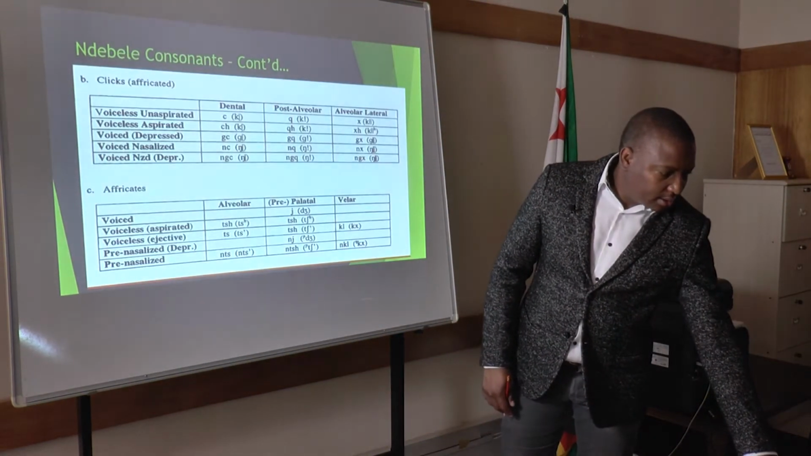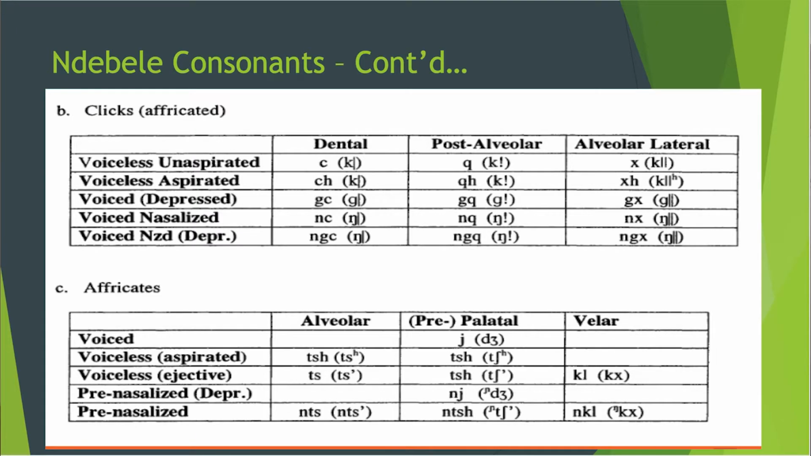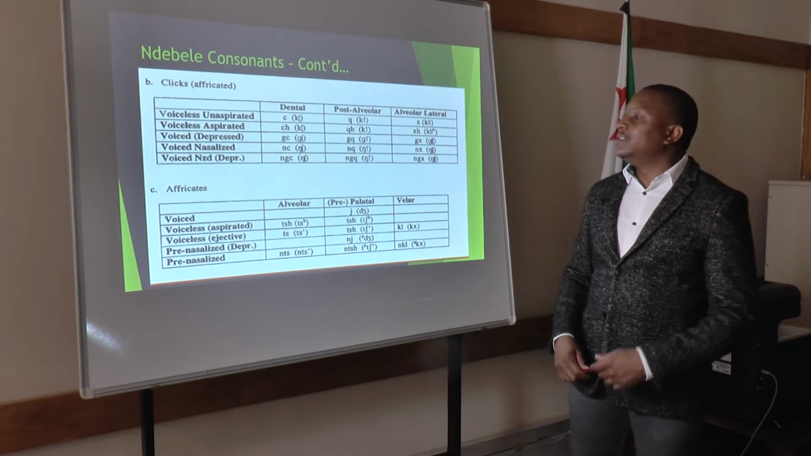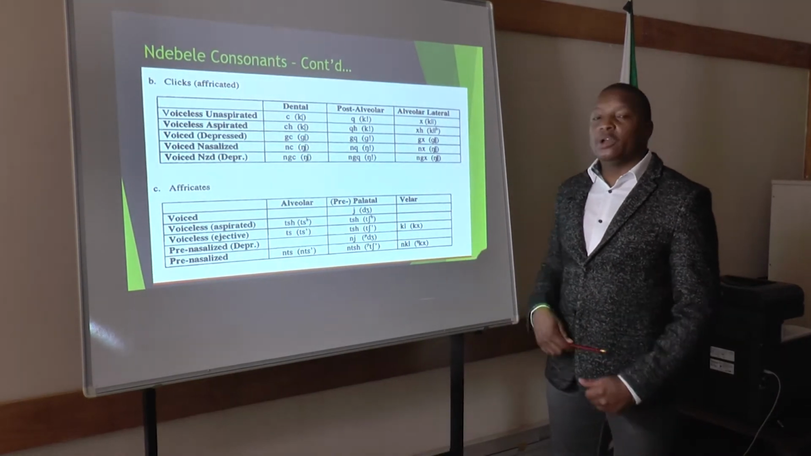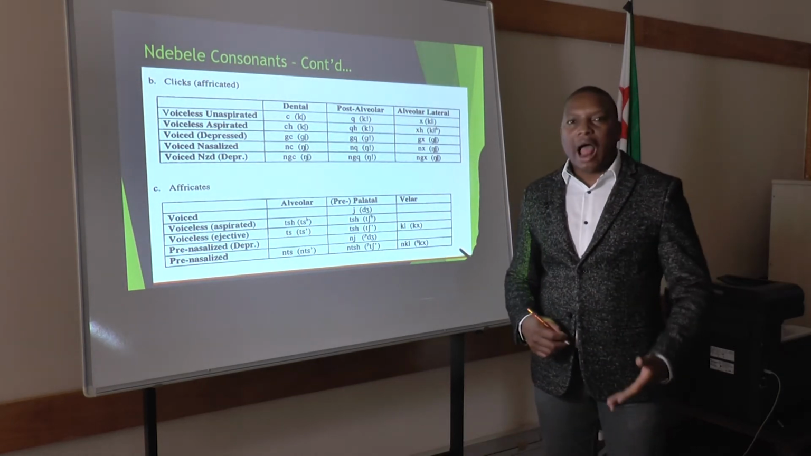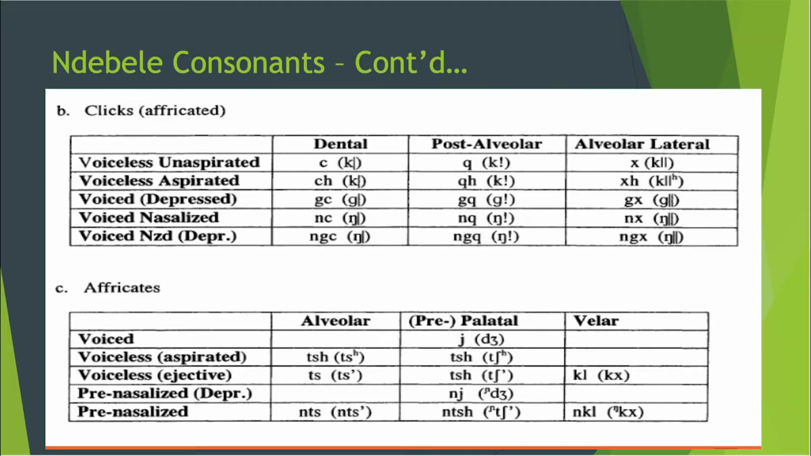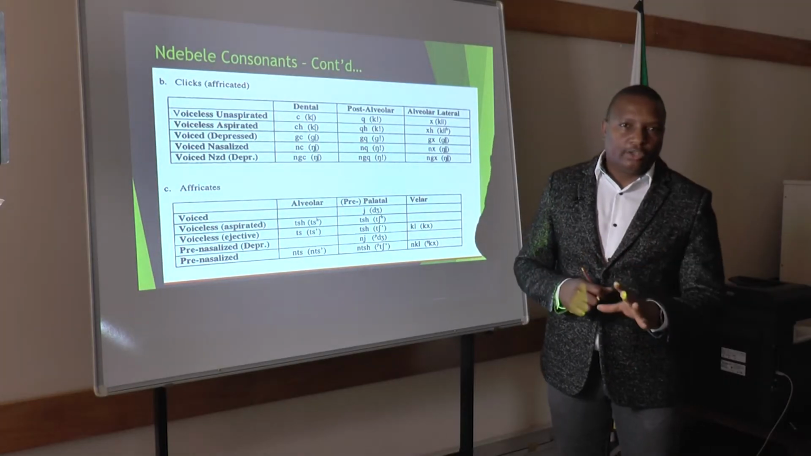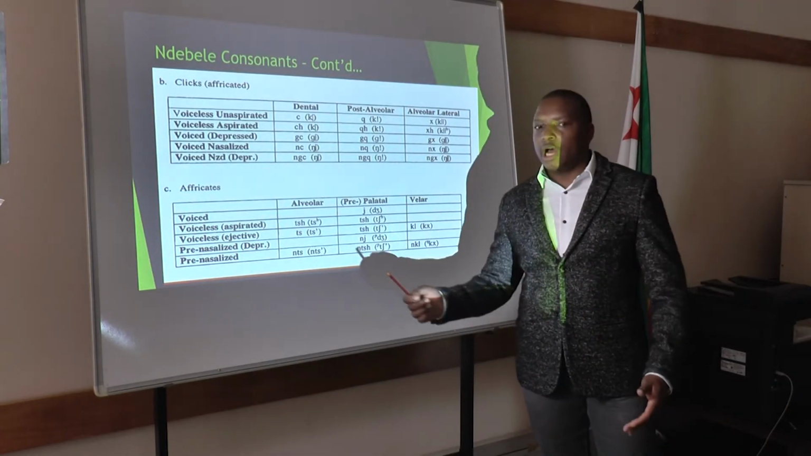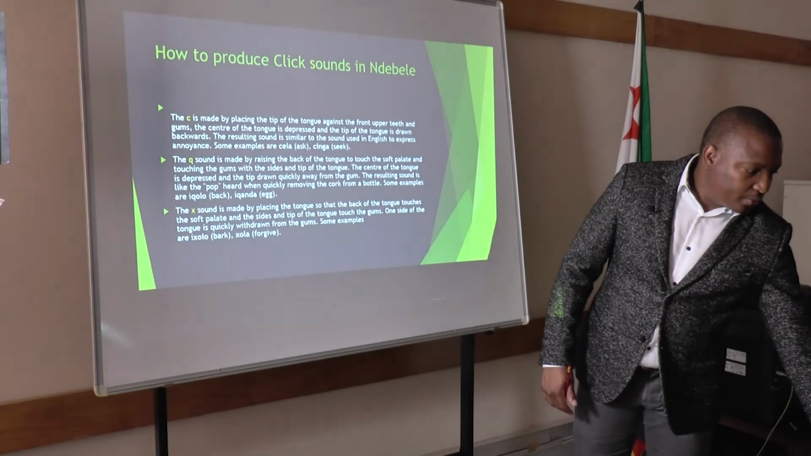And so, just another reminder in terms of the clicks, we've got the dental clicks. That's the unaspirated, the aspirated ones, the depressed ones, nasalized, and so forth. And then we've got the post alveolar one. And then we've got the alveolar lateral. And so we also talked about affricates, which is a combination of sounds that are fricative and that are stops, so that you articulate them at the same time to produce sounds like cha. We're going to discuss all this in context as we move along.